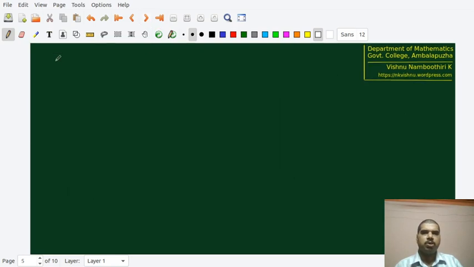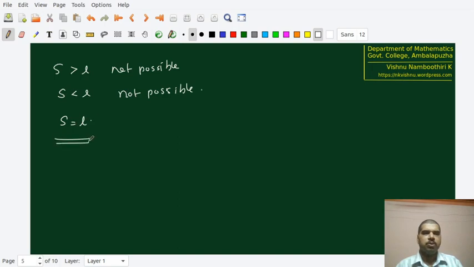S greater than L is not possible. S less than L is not possible. So the only possibility remaining is S must be equal to L.